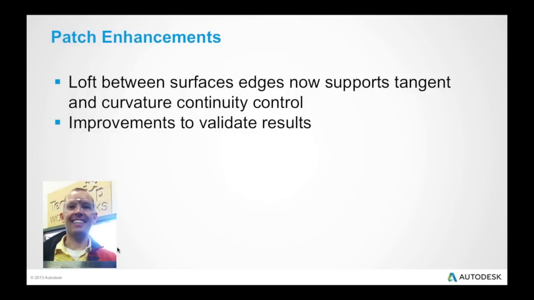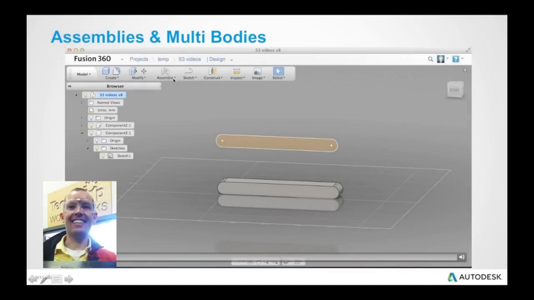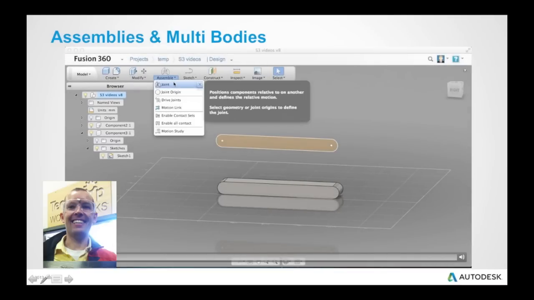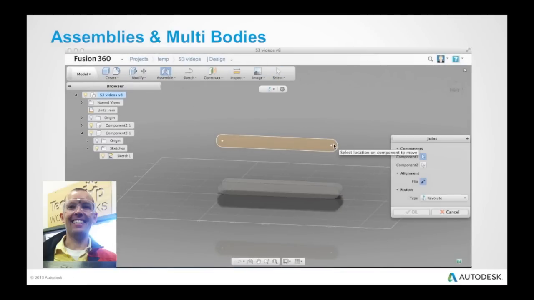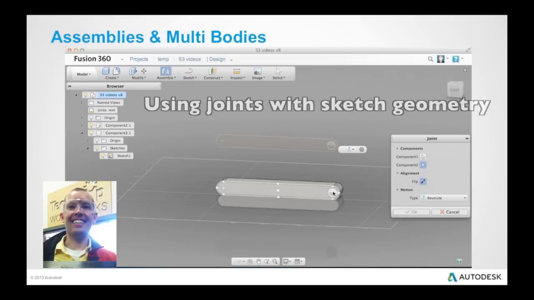And then we've also improved some of the validate results just to make sure that what you're getting is what you would expect. And then getting into the assemblies and multi-bodies, there are some really nice enhancements here. We'll get into some of the motion capabilities too. But to start out with, if you have sketches and you want to constrain or join those, use joints to add relationships, you can now use joints with sketch geometry.